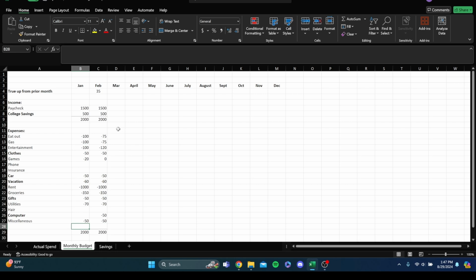And then, so now we're going to cover one more topic. This is the true up from the prior month. So if you go over to February, you see this true up, right? And you're probably like, what is a true up? So the true up is the amount of money from the prior month that you didn't spend, right? So this is the money that you didn't spend.